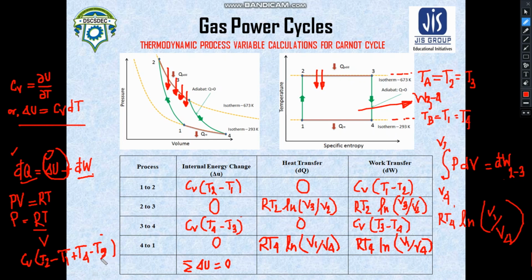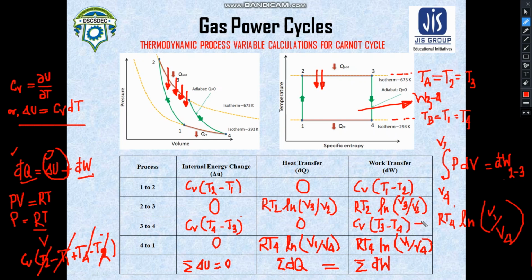So here I can write T2, that means this part becomes zero, and T4 is equal to T1. So this becomes zero. That means the first law of thermodynamics is well validated over here. Now, the other statement of the first law also states that the summation of all heat transfers should equal the summation of all work transfers.